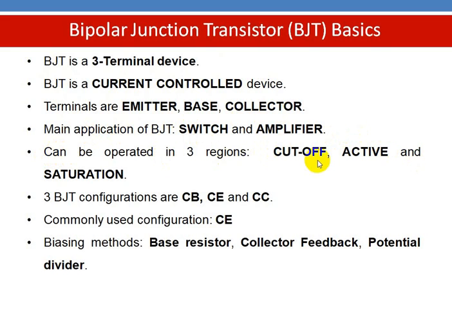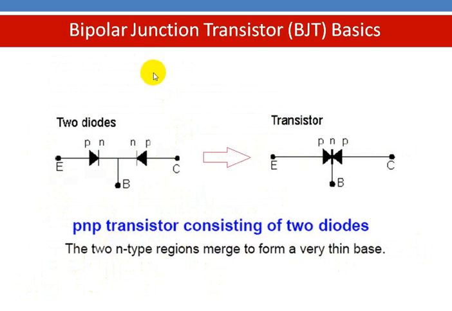It can be operated in three regions: cutoff, active, and saturation region. Three BJT configurations are common base, common emitter, and common collector. The commonly used configuration is common emitter. Biasing methods are base resistor, collector feedback, and potential divider. The potential divider method is the common method.